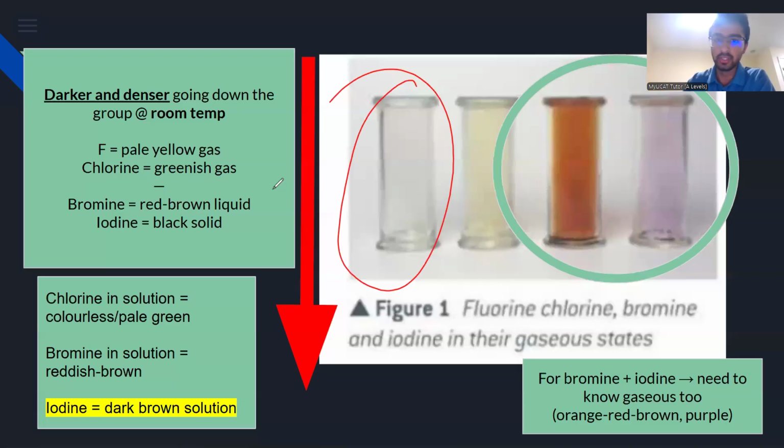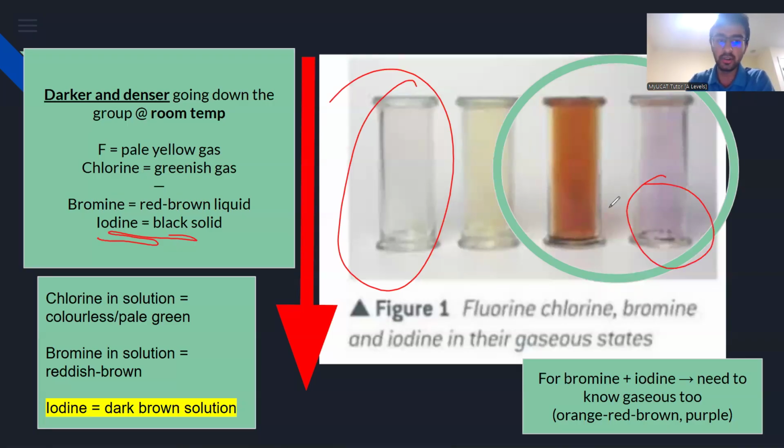What you also might want to know is how the vapors will look. So for bromine, we've got a red-brown gas as well. And for iodine, we've got a purple gas. So the vapor for iodine, notice this is the weird one. It has a slightly different color as a black solid, but as a purple vapor in the gaseous state.